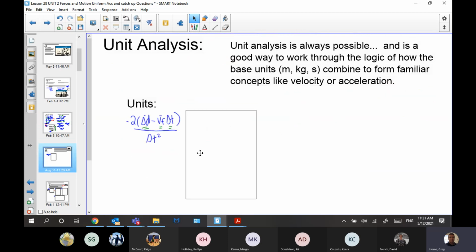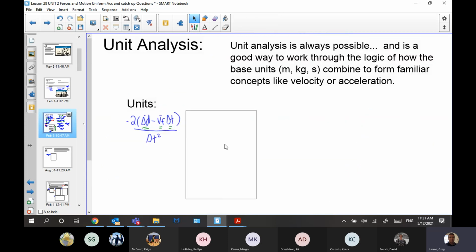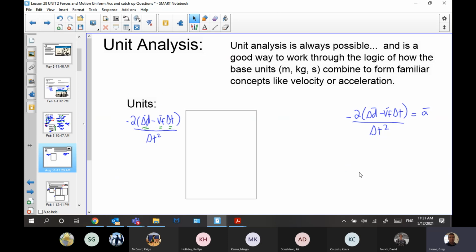So unit analysis is a good thing for us to be able to do if we're ever asked to, hint hint wink wink. Basically, do the units of this weird equation here. Just copy and paste over here. We solve for acceleration by solving out all the algebra. The unit analysis of that would be meters for displacement, then meters per second, then seconds, and this is seconds squared.